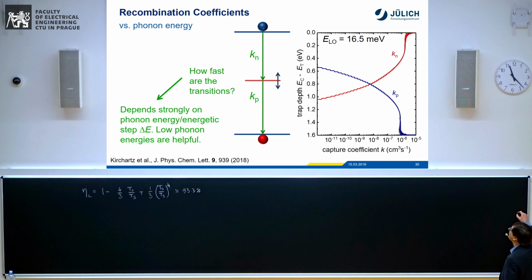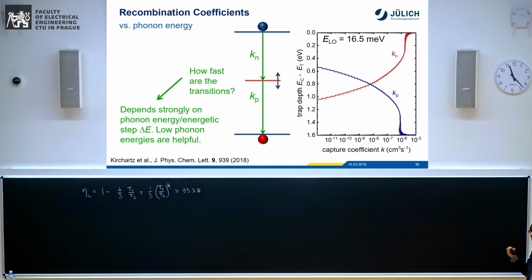Yeah. So essentially this is the conduction band, this is the valence band, the band gap is around 1.6 electron volts. And if you move this up and down, then if you move it closer to the conduction band, then the transition Kn from conduction band to trap will be more efficient. And if you move it down, then it will be the other one that's more efficient.